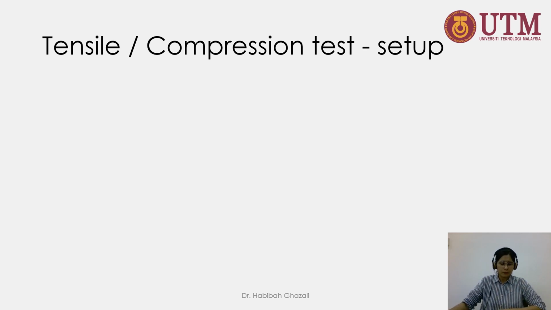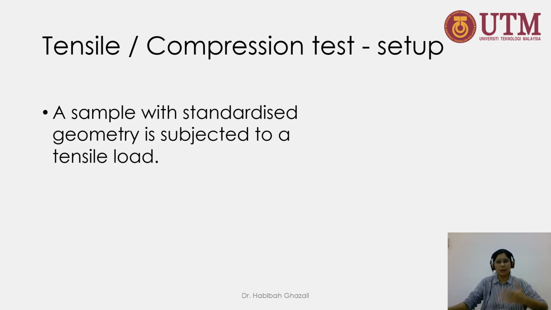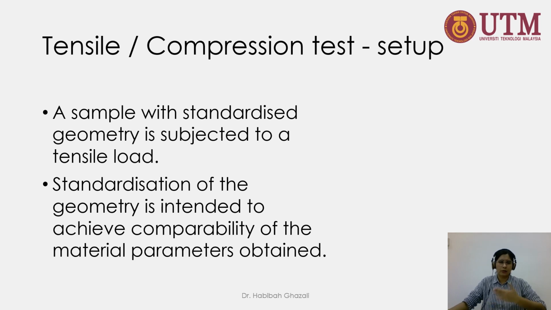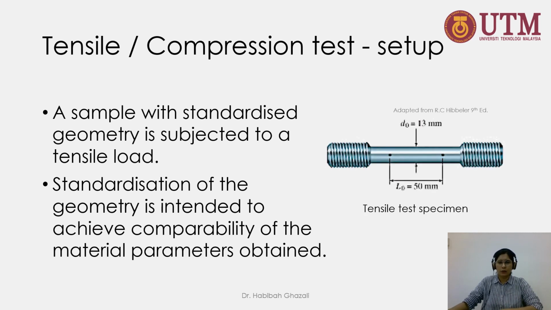All right. So the sample of the tensile test for each material will be standardized, and therefore we can compare them. The standardization of the geometry is intended to achieve comparability of the material parameters that we obtain. So this is the standard dog bone. We call this a dog bone specimen. And for metal, we normally have it shaped this way before we can conduct the experiment.